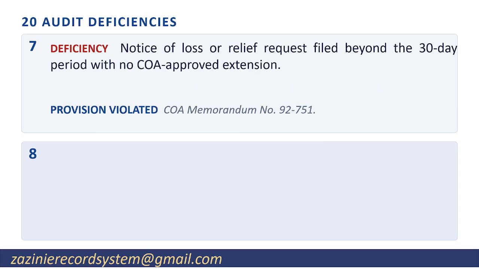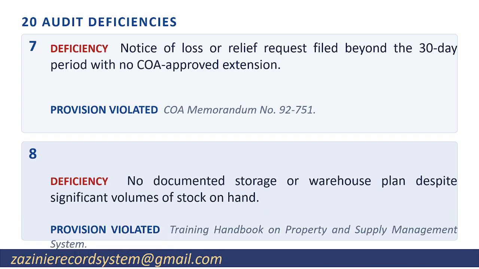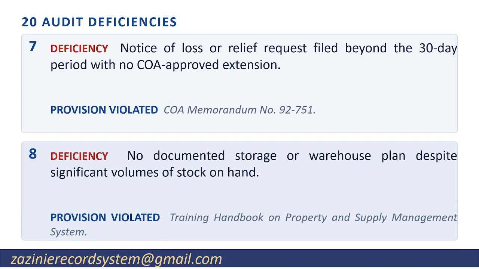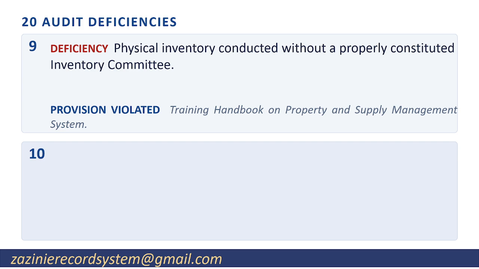20 audit deficiencies. Number 7. Deficiency. Notice of loss or relief request filed beyond the 30-day period with no Commission on Audit-approved extension. Number 8. Deficiency. No documented storage or warehouse plan despite significant volumes of stock on hand. Next slide. 20 audit deficiencies.